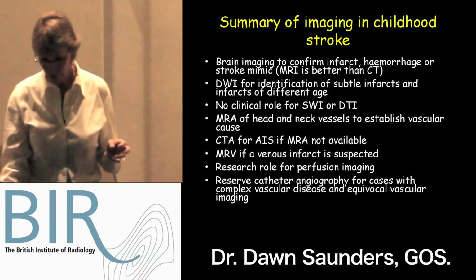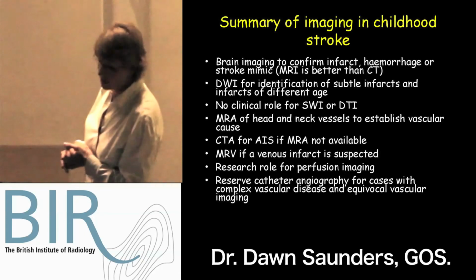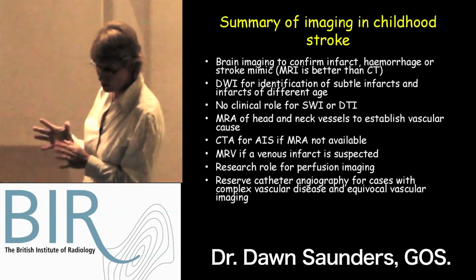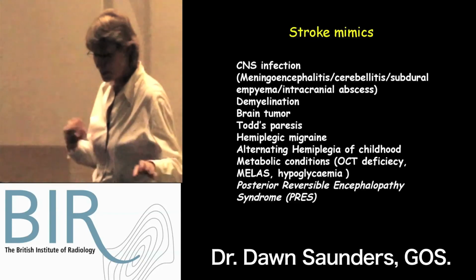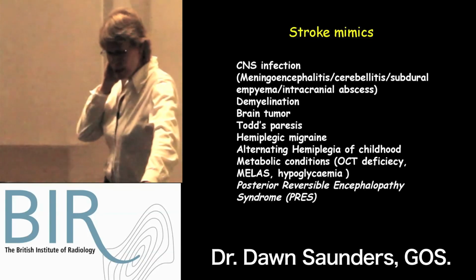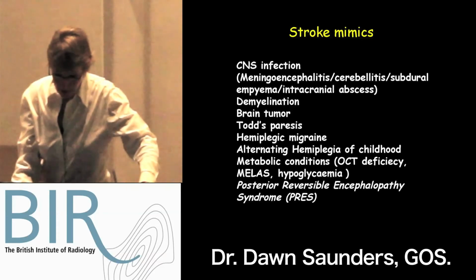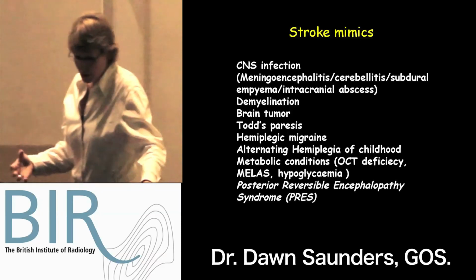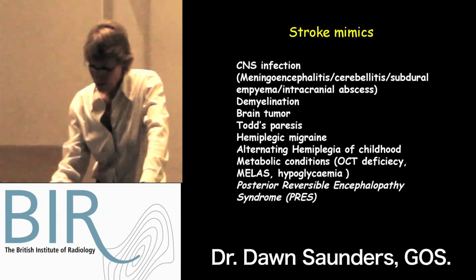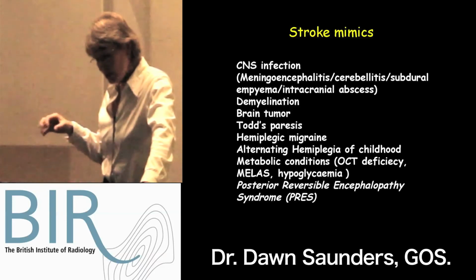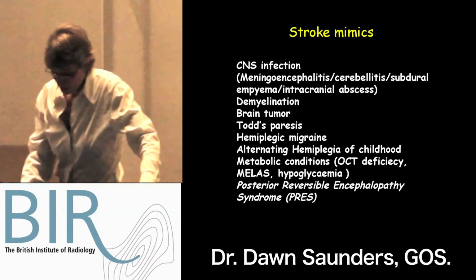So in summary, brain imaging is important to confirm whether there's an infarct or haemorrhage, or whether you're dealing with a stroke mimic. MR, of course, is better than CT. Diffusion-weighted imaging is important for the identification of subtle infarcts and infarcts of different ages. As yet, there's really no clinical role for susceptibility-weighted imaging or DTI.